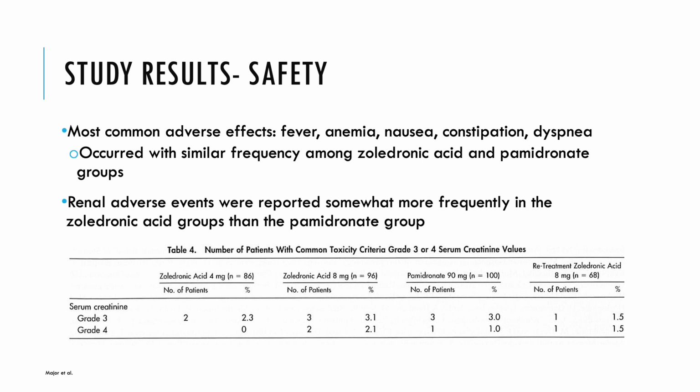With regard to the safety analysis of the study, the most common adverse effects that were seen were fever, anemia, nausea, constipation, and dyspnea, and these occurred with similar frequency among zoledronic acid and pamidronate. There were renal adverse events reported, somewhat more frequently in the zoledronic acid groups than the pamidronate group, but it was pretty similar across the board, and if you look at it, it was really more reported in the zoledronic acid 8 mg compared to the zoledronic acid 4 mg.